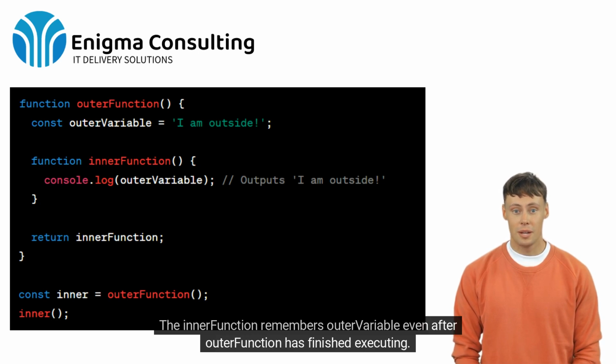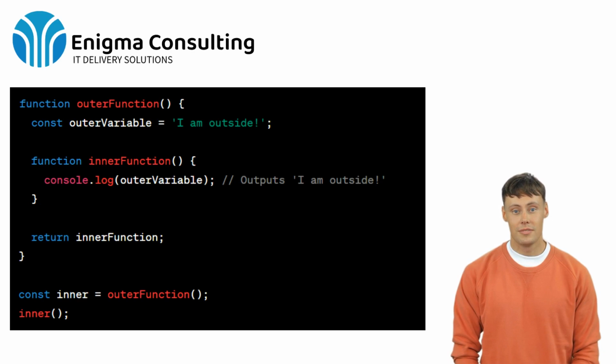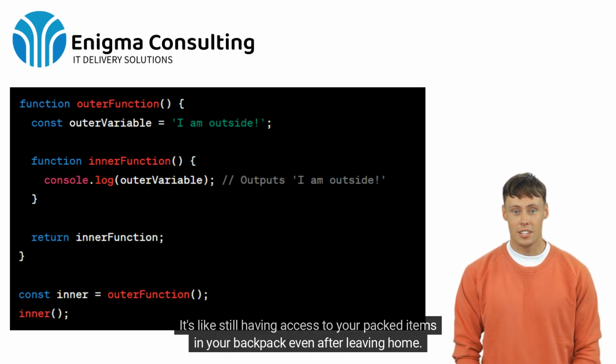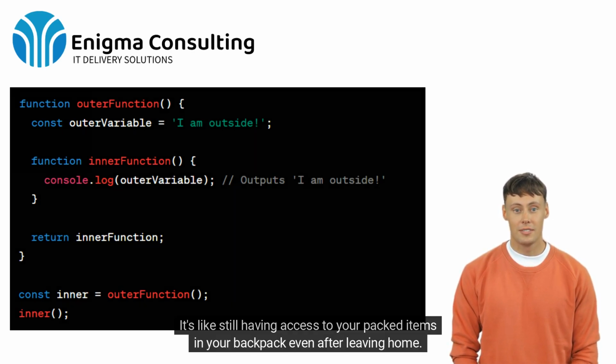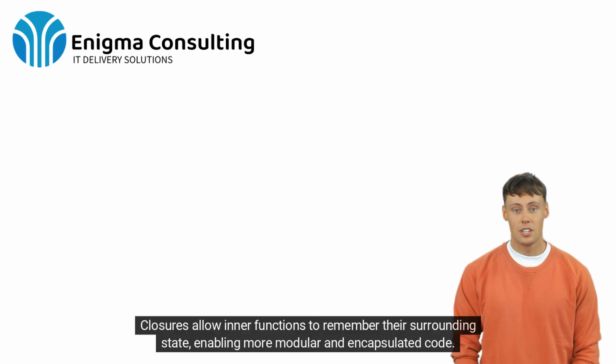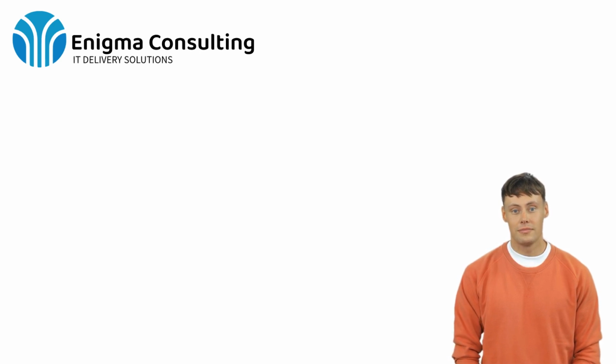The inner function remembers the outer variable even after the outer function has finished executing. It's like still having access to your packed items in your backpack even after leaving home. Closures allow inner functions to remember their surrounding state, enabling more modular and encapsulated code.